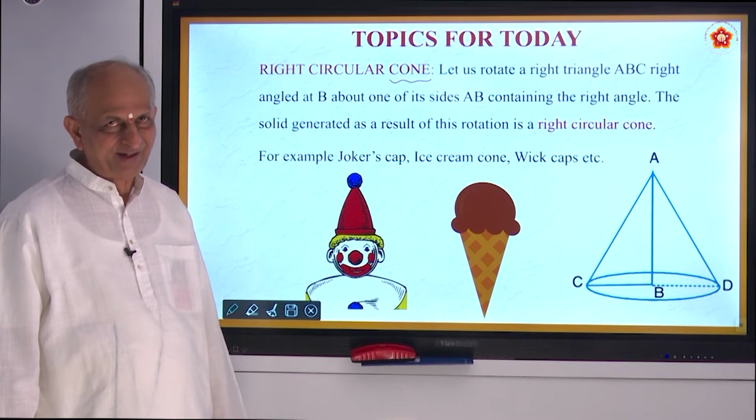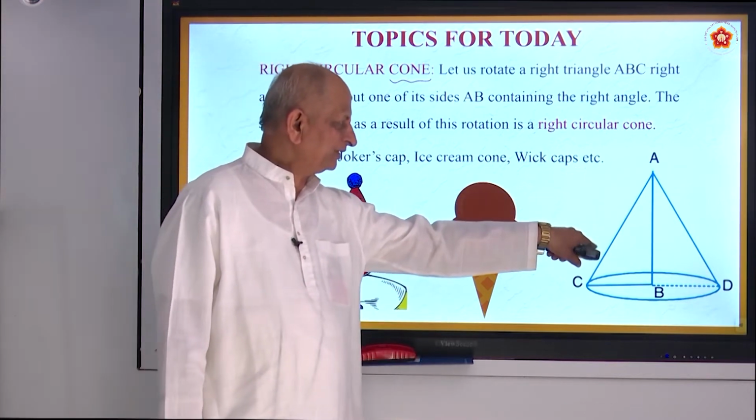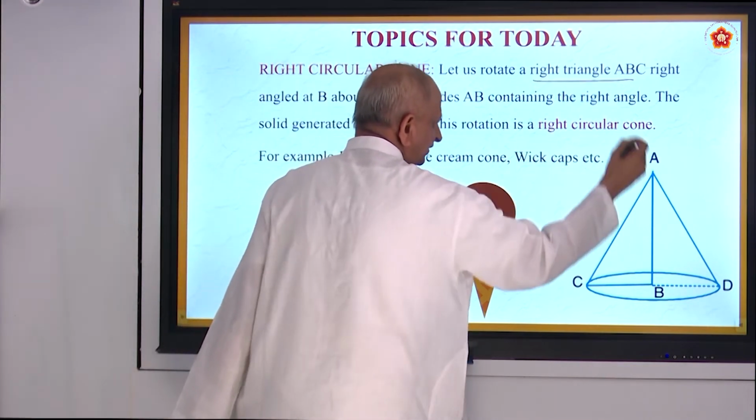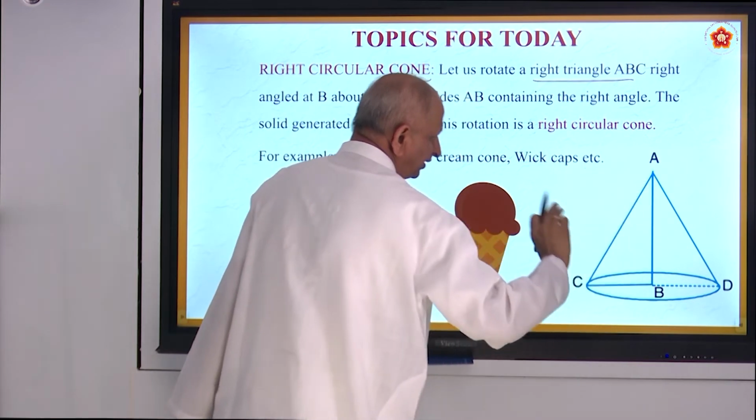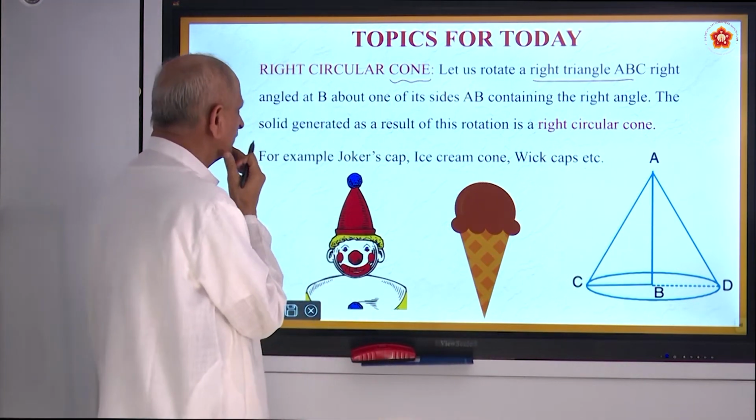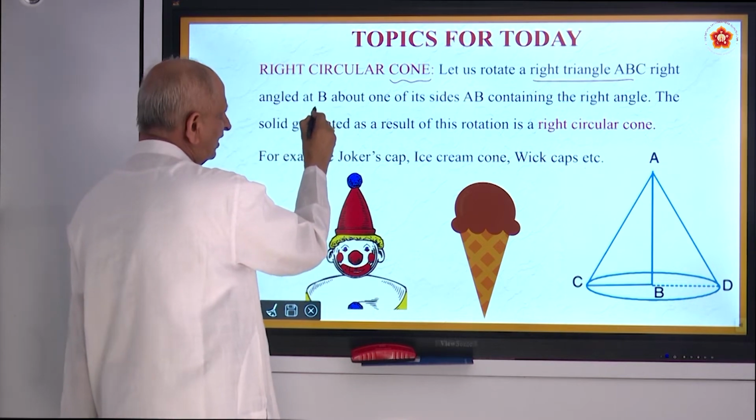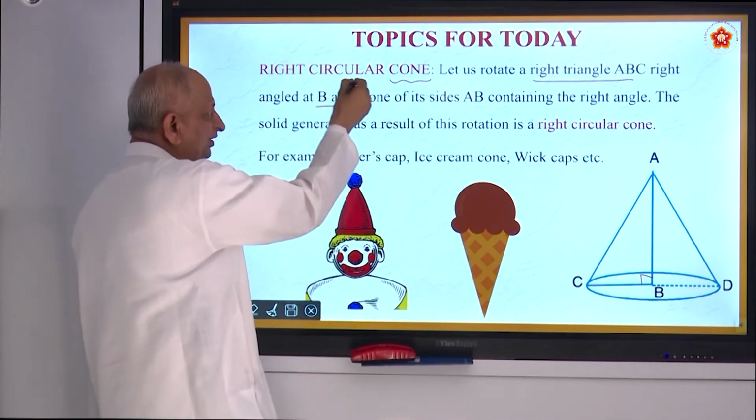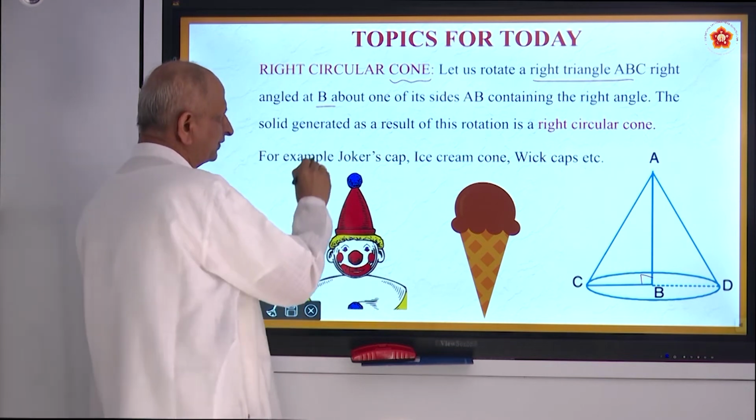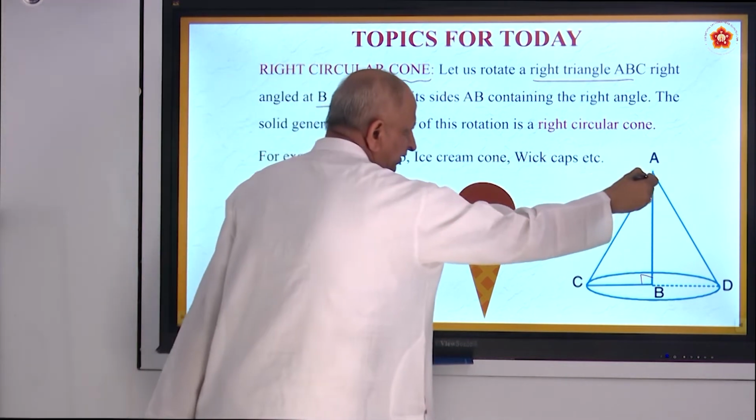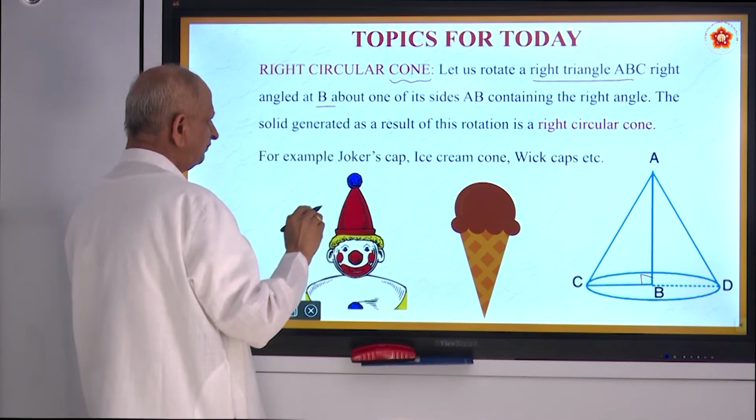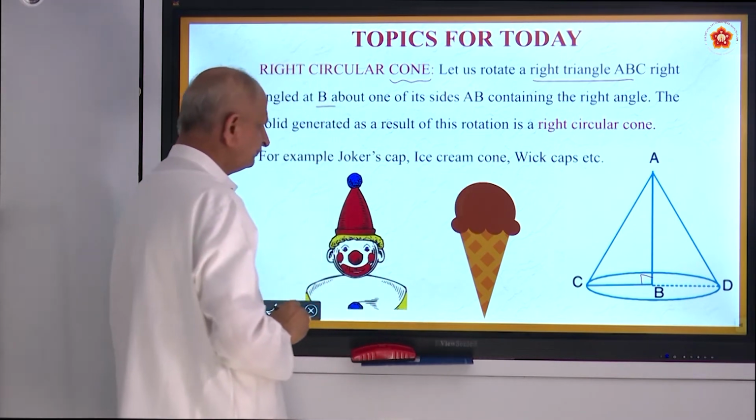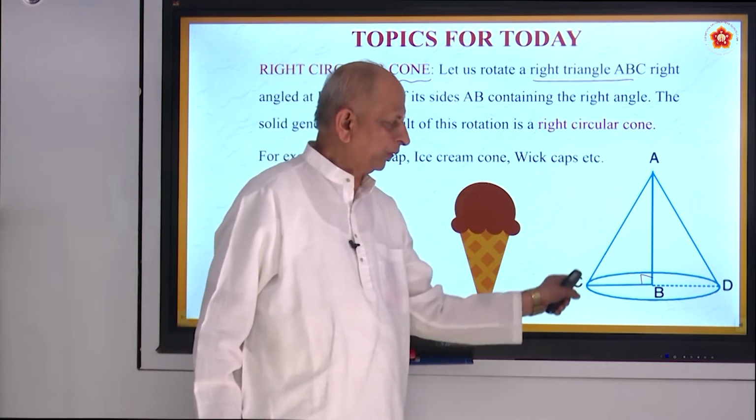Actually, a solid you cannot draw, only the outline is drawn. So if you rotate a right triangle ABC, so this is triangle ABC, it is rotated such that it forms a cone. A right angle at B, so this angle is 90 degrees. That's why the name right circular cone. Right means 90 degrees. One of its sides AB is rotated. The solid generated as a result of this rotation is a right circular cone. So this is what is called a cone.